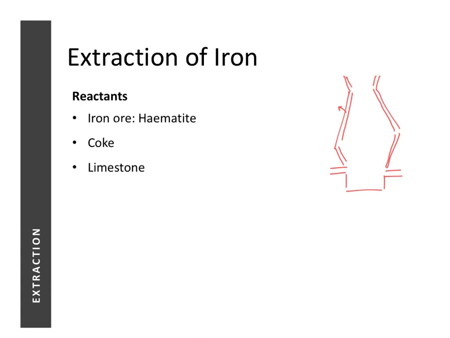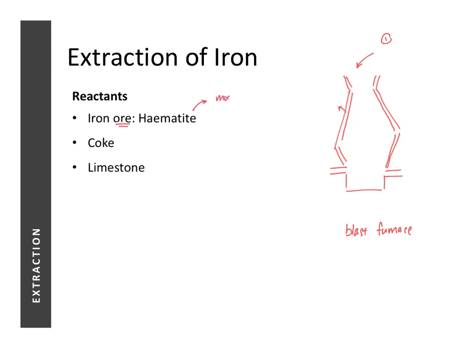Now for our syllabus, we're going to look at the extraction of iron in detail. It is very important for you to know how we get iron from iron ore. The extraction of iron takes place in a very big reactor, and the name of the reactor is called a blast furnace. So what do we add into the blast furnace? We add three things. First thing is iron ore. Iron ore has a special name. It is called hematite.